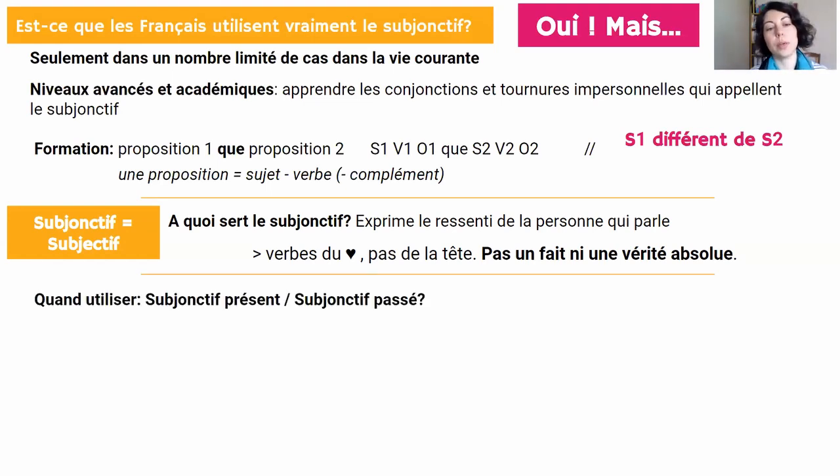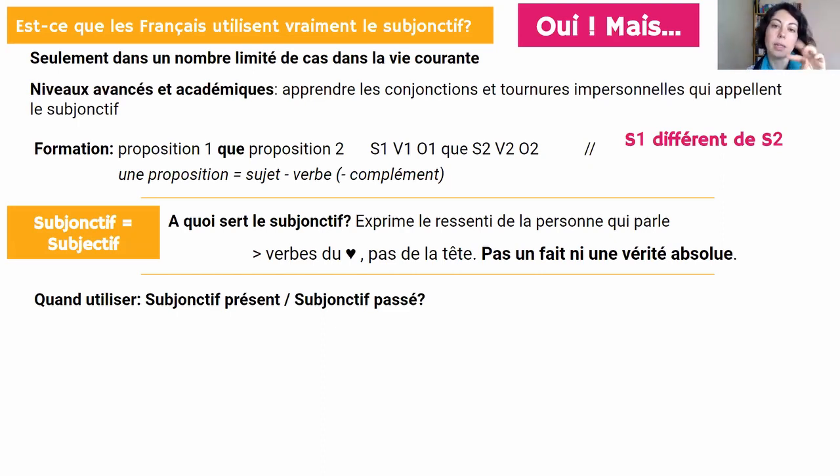And now another question is, when do we use subjunctive present or past? So here it has to do with the action of verb 2 compared to the action in verb 1, in the first part of the sentence. Most of the time we use subjunctif présent, but in some situations we do use subjunctif passé. But most of the time subjunctive is in the present. In the grammar books, you will find imparfait du subjonctif. Forget about this one, we never use it. We only use subjunctif présent and the subjunctif passé I presented in the previous slide.